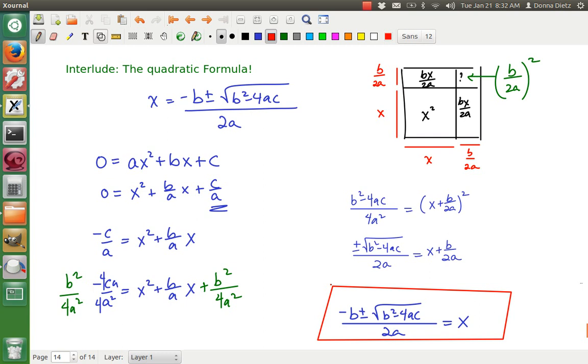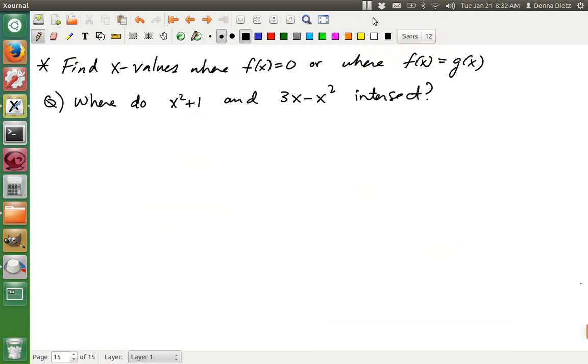right. So now let's say we want to find the x values either where f of x equals 0 or where two functions are equal. It's really the same question in disguise. The book listed them as two different problem types, but I listed them as one problem type because 0 is a function. So if I let the first function be f and the second function be g, I'm just looking for where x squared plus 1 equals 3x minus x squared. So I'm just going to solve for x. That's it. It's just the quadratic formula.